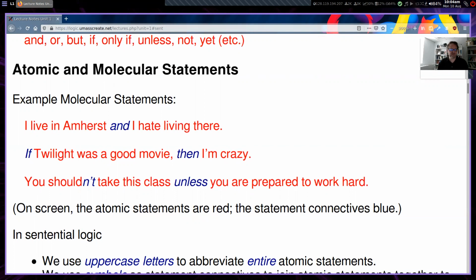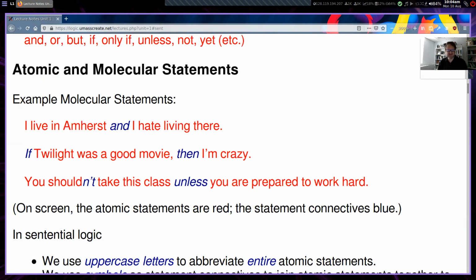I live in Amherst and I hate living there. So the atomic statements are I live in Amherst and I hate living there, and the word and is used to join them. So and is a statement connective, and it joins together the two atomic statements to form a molecular statement. If Twilight was a good movie, then I'm crazy. So again, Twilight was a good movie and I'm crazy are the atomic statements making this up, and if then is a statement connective joining the two together.